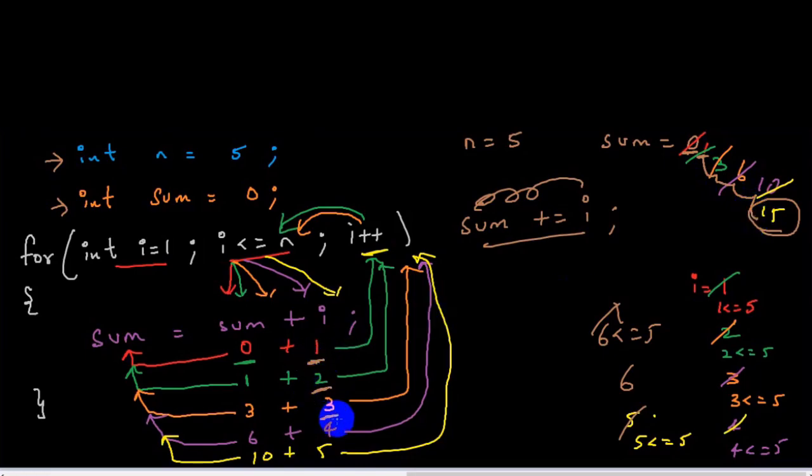So i value is changing. See, 1, 2, 3, 4, 5. So i value I need to add with the previous sum. Whatever is the previous sum, I have to keep on adding. So this is how we are supposed to calculate the sum of n natural numbers here. Okay. So this is how logically we have to work around with it.